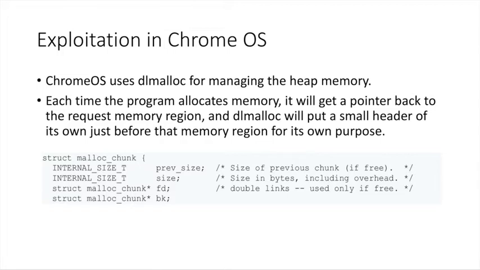Another thing we need to know is that Chrome OS uses dlmalloc for managing the heap memory. Each time the program allocates memory, it will get a pointer back to the requested memory region, and dlmalloc will put a small header of its own just before that memory region. Look at the structure of the header. It has a prev size, size, forward, and back pointers. Because it's similar to what we learned in class, I won't talk too much about it.